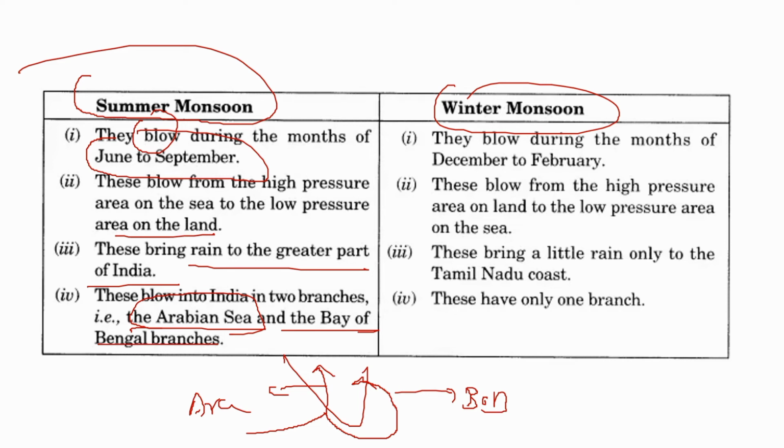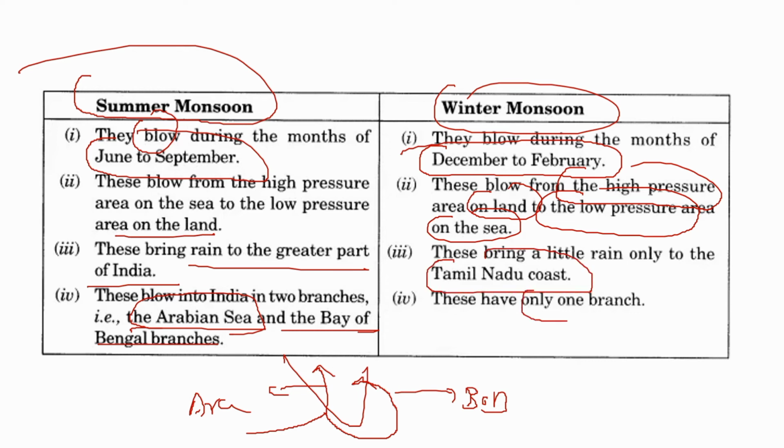Now let's look into winter monsoon. The time duration is from December to February and they flow from the high pressure region on land to the low pressure area on the sea. So from land to sea, and they bring rainfall to the Tamil Nadu coast. It has only one branch. This is also important: there is no bifurcation.